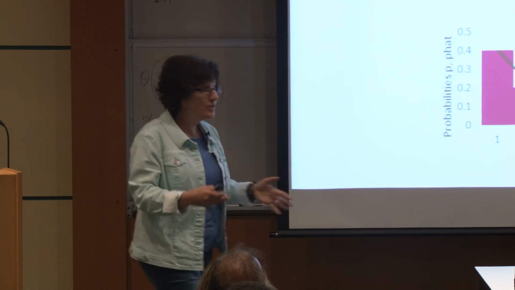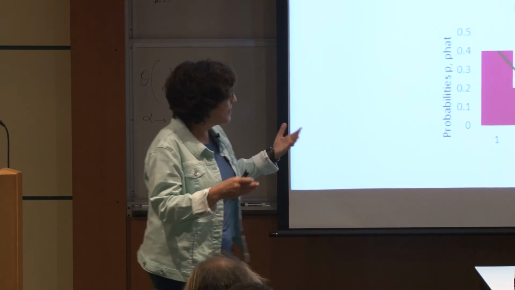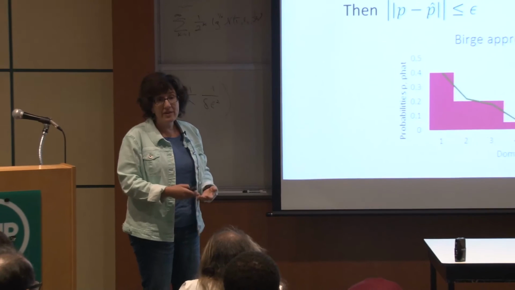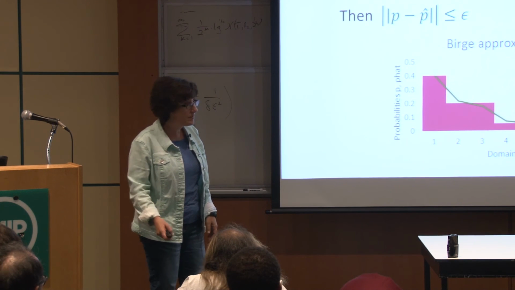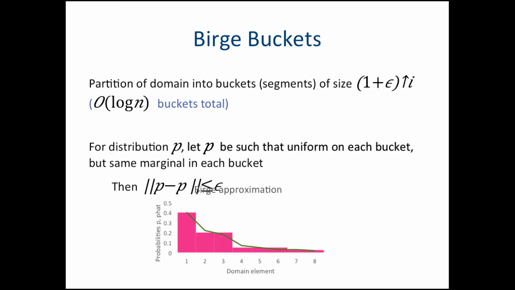And all you need to do now is estimate the marginals in each bucket. There's only log n of them, and so you can do this very quickly. So you can estimate p hat very quickly, and you now have a great estimate of p. So that's basically how you learn a monotone distribution in log n samples.